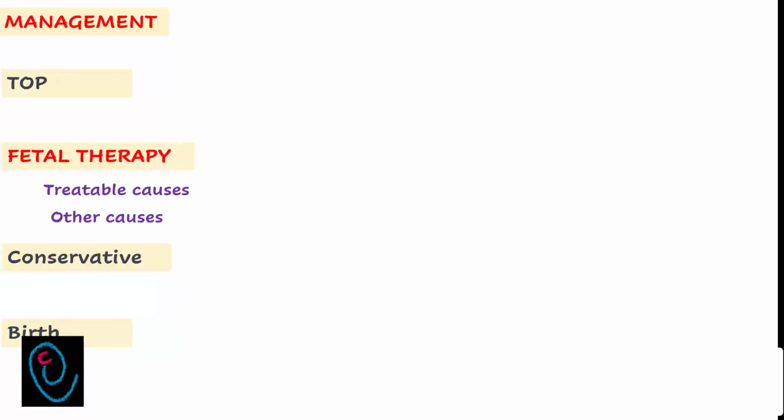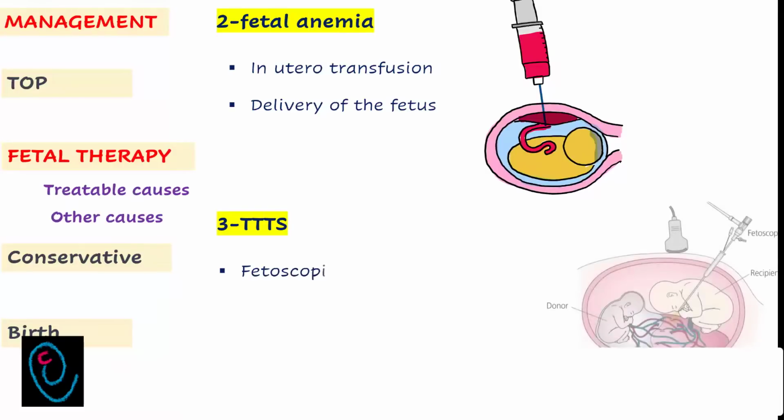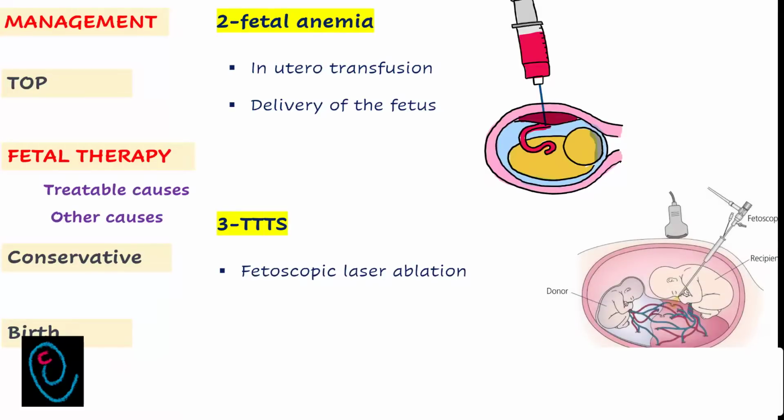Another treatable cause is fetal anemia. In utero transfusion may be performed for severe cases. However, delivery of the fetus may be necessary in certain situations. In cases of twin-to-twin transfusion syndrome, fetoscopic laser ablation is the treatment of choice. The goal of treatment is to disrupt the placental circulation and restore balance between the twins.